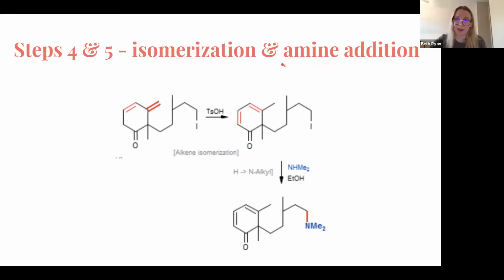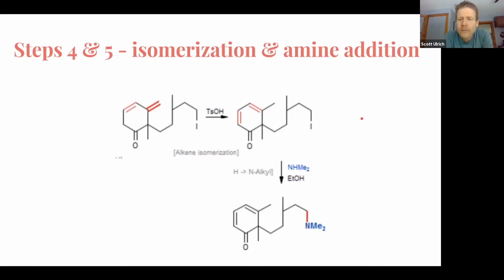Yep. And then they add this amine group down here. So this dimethylamine, which is going to be used in the next step. So they just substitute that out for the iodine using ethanol. So you know what kind of reaction that is? Is that also an SN2? It is, yep.